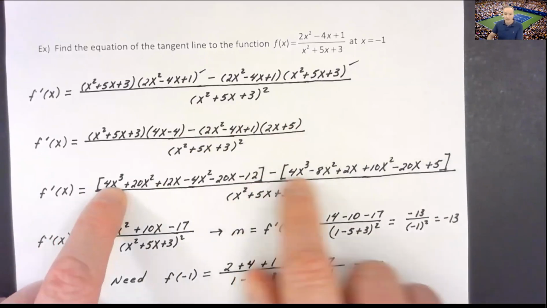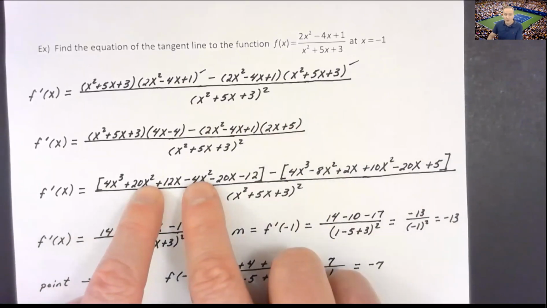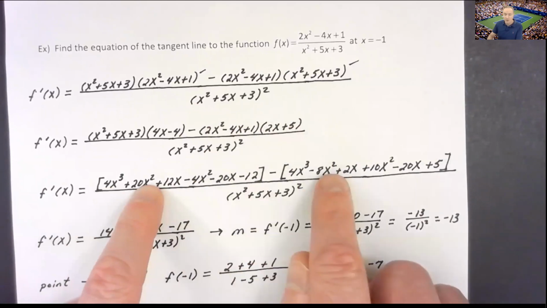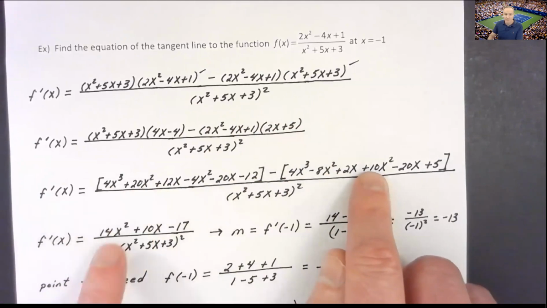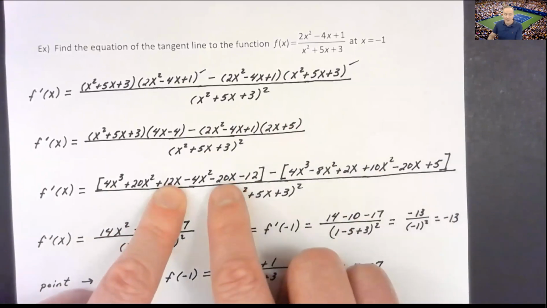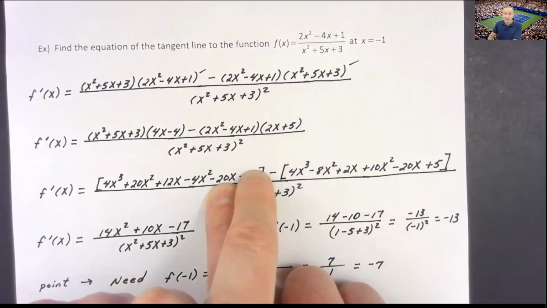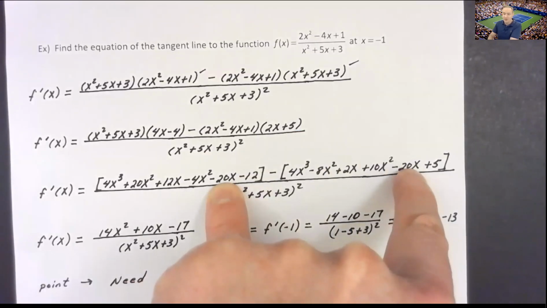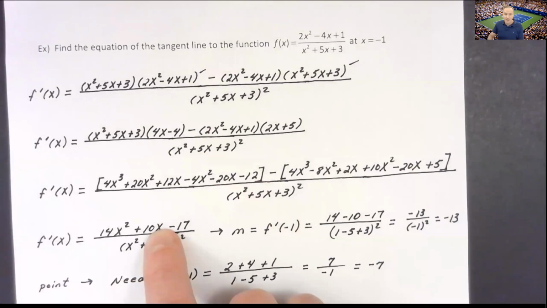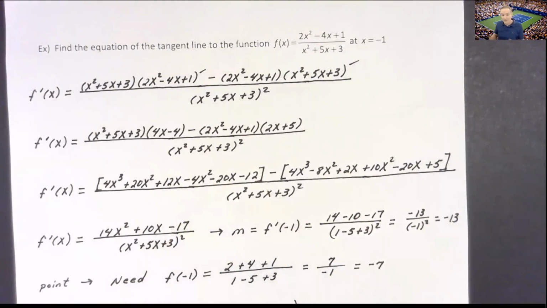So now when I do that, I can see my x cubed terms are going to cancel out. I'll have 20x squared minus 4x squared, that's 16x squared, plus 8x squared, that'd be 24x squared, but then minus 10x squared, that's 14x squared. For my x terms, I would have 12x minus 20x, that's negative 8x, but then I'm subtracting 2x more, that'd be negative 10x, but then I'm adding 20x, negative 10 plus 20, so that's going to give me positive 10x. And then my constants, I have a negative 12 minus 5 for negative 17.